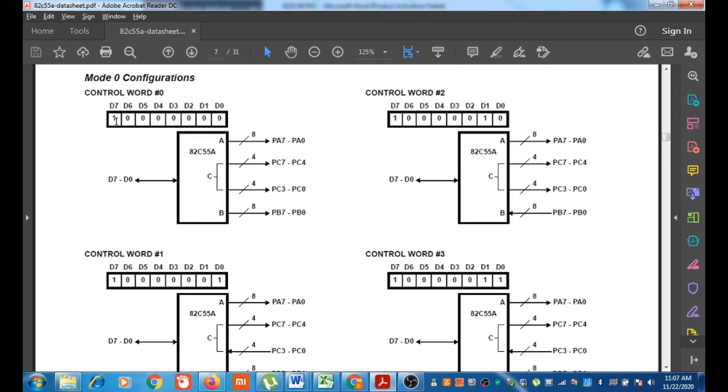The D7 bit is 1, which is the mode set flag. Here port A is configured as output port. The upper part of port C is configured as output port. Lower part of port C is configured as output port. Port B is configured as output port. See the control word. D7 bit is 1, all others are zeros.